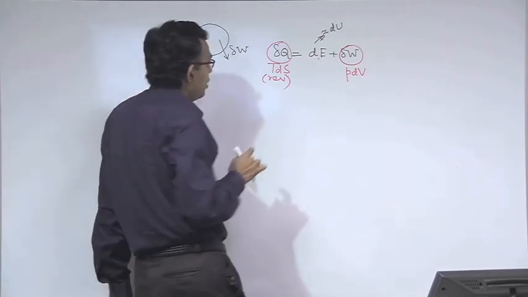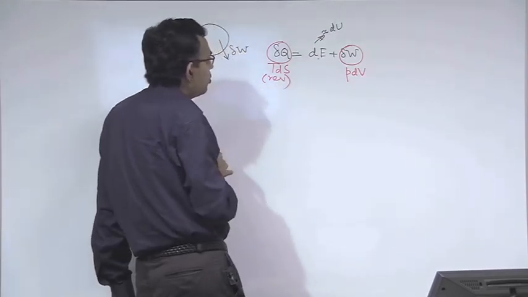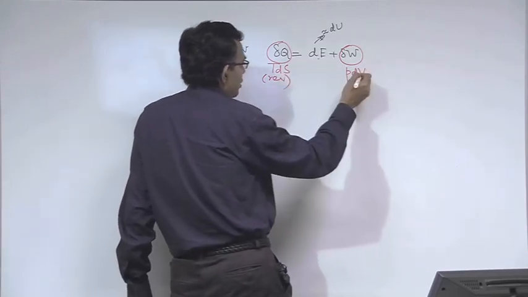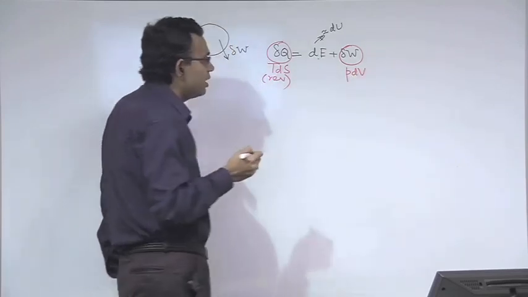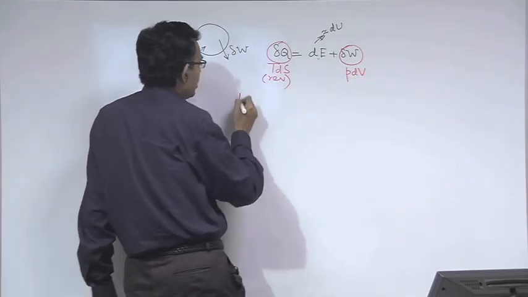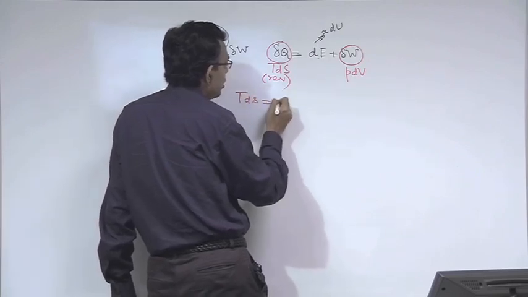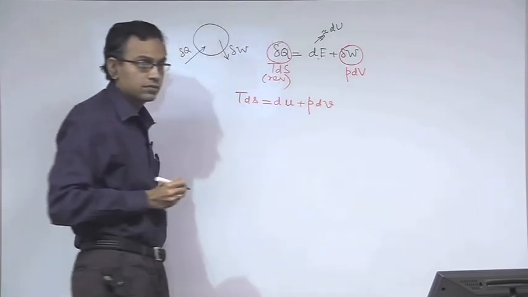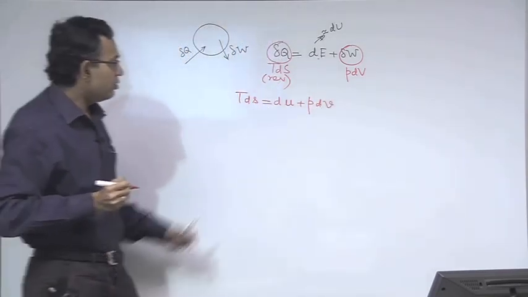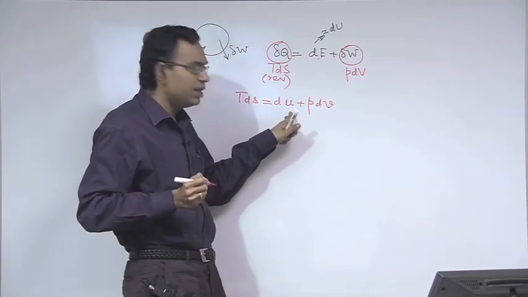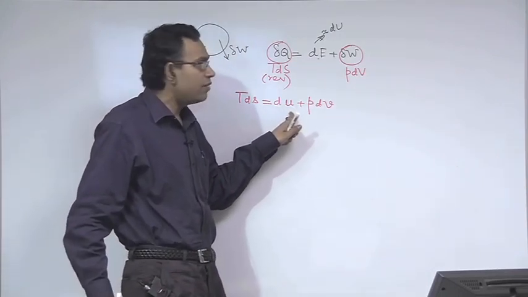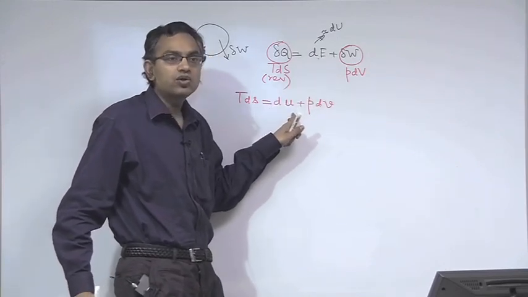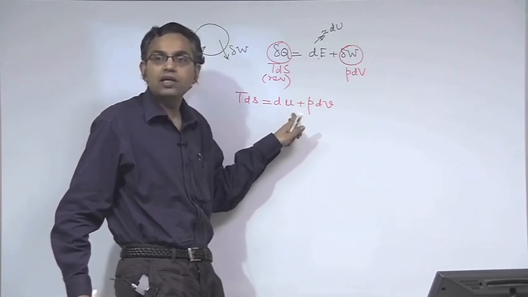Now, if you write now, these are the extensive properties, we can divide by the mass and write TdS is equal to du plus PdV, right. Now, although for deriving this equation we have used various assumptions, once this equation is derived, it can be used to calculate the change in entropy for any process.